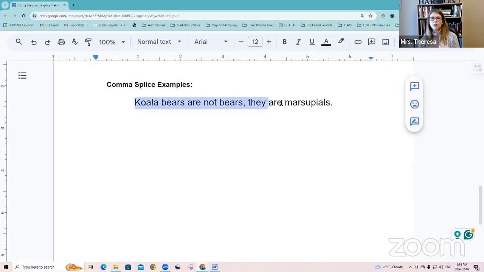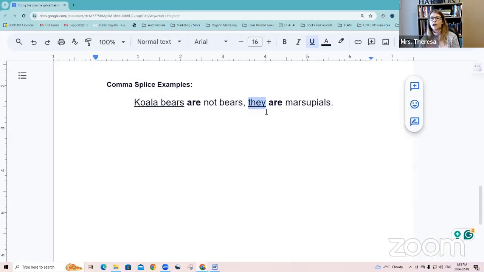So first of all, koala bears are not bears, they're marsupials. Do you see any verbs in there? Oh, these are the hard verbs. I picked the hard ones. Are. Okay. They are both are. We have two verbs. Koala bears are not bears. They are marsupials. And the subject of the sentence. So who is koala bears? Koala bears are. And here we say they are. So they is the subject of this sentence.